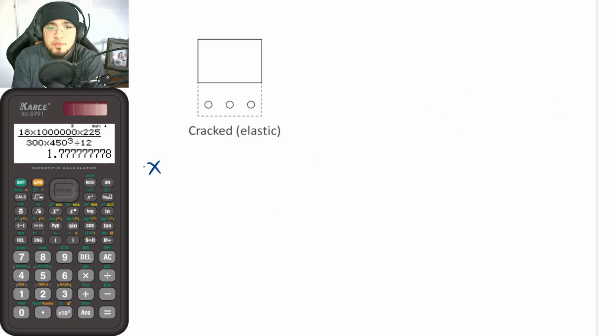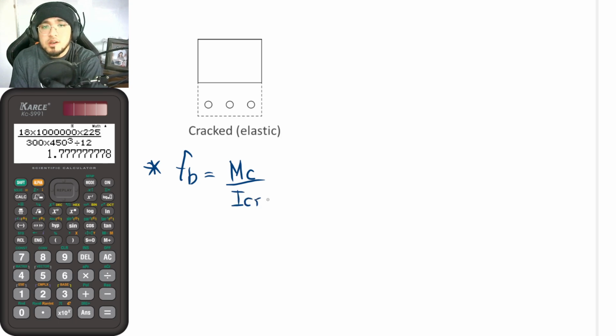Take note that our formula is still MC over I. It is just that for our I, we will now make use of the cracked moment of inertia. But take note, according to elastic theory, that in order for you to solve for this particular bending stress making use of MC over I, our figure, or the figure that we are considering, must be homogeneous. When we say homogeneous, they must have the same material.